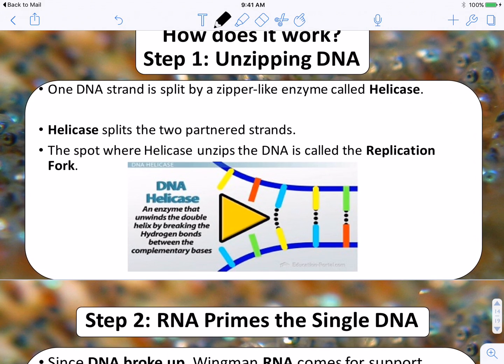So step 1 of DNA replication is that helicase, our date stealer, splits up DNA like this. So the arrow is pointing through the DNA nucleotides, and it's going to split up those bonds and cause the strands to separate. And the spot that DNA separates is called the replication fork. So right where it starts to separate like that and like that, that is called the replication fork.